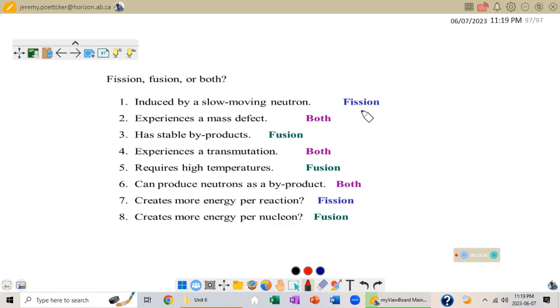Induced by a slow-moving neutron, that's fission. Both have a mass defect. Fusion has stable byproducts. Transmutation, that's both of them. Requires high temperatures, that's fusion. Creates high temperatures, that's both, but that's not a question here. Can produce neutrons as a byproduct, both. More energy per reaction, fission. More energy per nucleon, fusion. Lovely. Thank you.